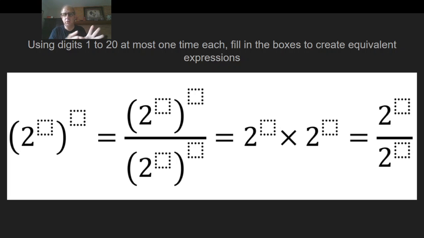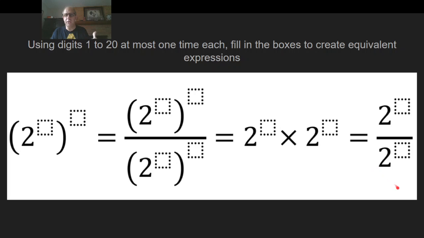So let's take a look. Let's review our essential question for this module in exponents. So we have 2 to the power of something raised to the power of something is equivalent to 2 to the power of something to the power of something divided by 2 to the power of something raised to the power of something. All of that's going to be equal to 2 to the power of something times 2 to the power of something, and that's going to be equal to 2 to some power divided by 2 to some power.